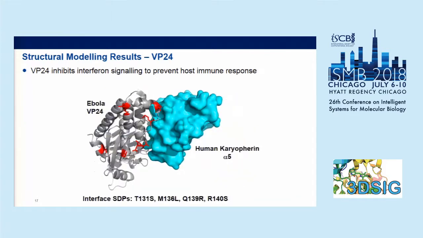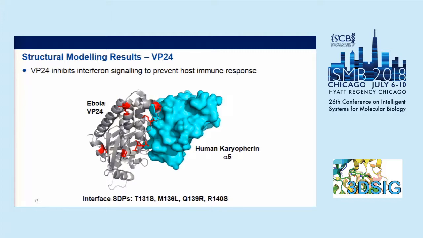Also in VP24, we found 4 SDPs, shown here, that are right in the interface between VP24 and human karyopherin alpha. And we think that these are likely to be changing the way that VP24 is able to bind to human karyopherin and changing its ability to downregulate interferon signaling.